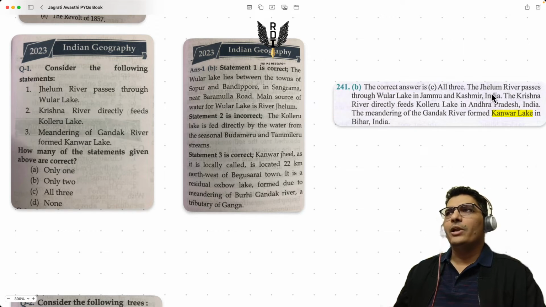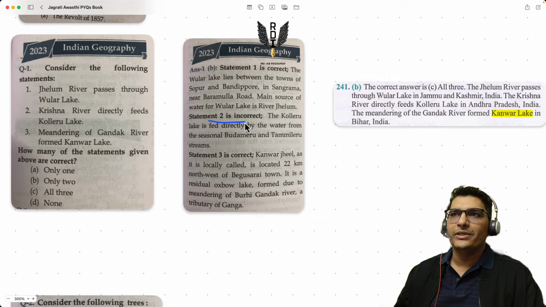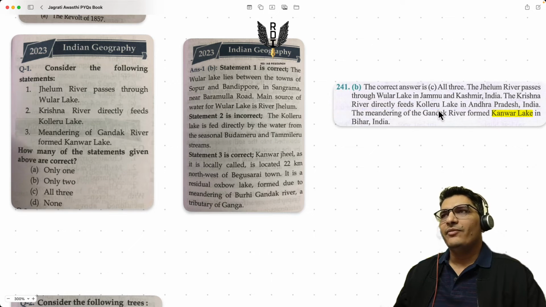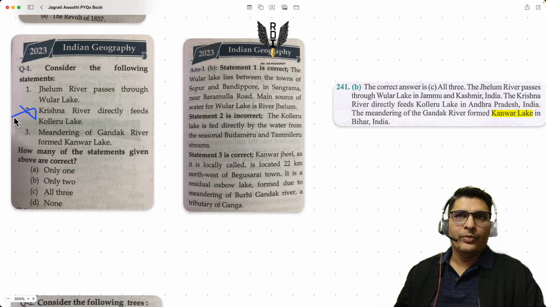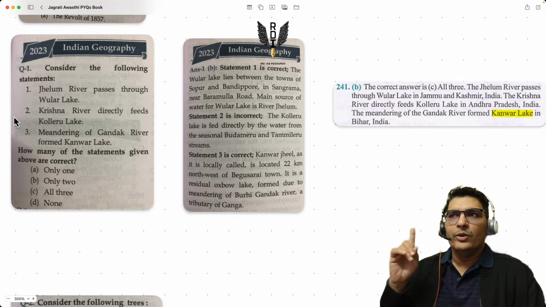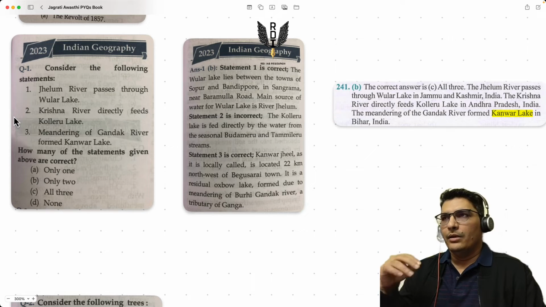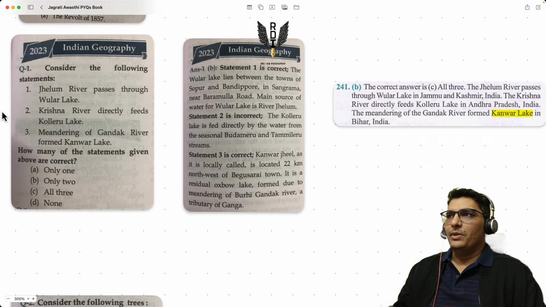That's an issue. Then Wular Lake will not be a problem. It's given in NCERT also, but the problem will happen with Kolleru Lake. Does the Krishna River directly feed Kolleru Lake? Look at Jagrati Avasthi's: Kolleru Lake is fed directly by the water from seasonal streams. These are not important, but it's not actually Krishna. Statement 2 is incorrect, and this Patel's book is saying statement 2 is correct. Krishna River directly feeds Kolleru Lake. I personally feel the second statement is incorrect because there was a PYQ in this context too. And if I remember correctly, that PYQ said that Krishna River feeds Kolleru Lake was an incorrect statement, right? If I remember correctly. I'm not 100% sure about this at the moment.